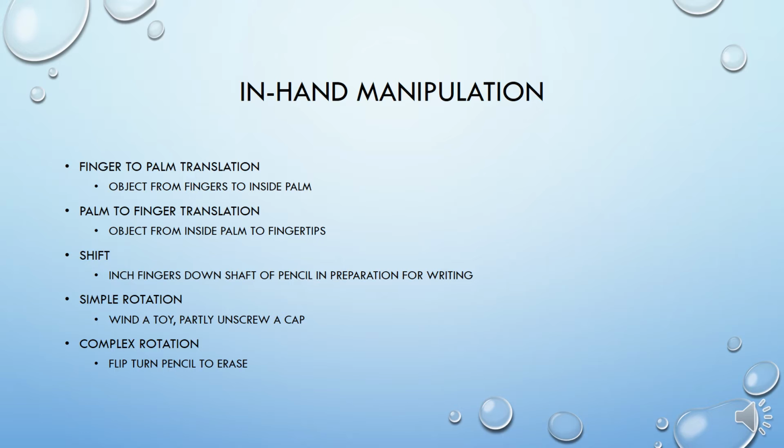Finger to palm translation is moving something from your fingertips into the palm of your hand. So if you are picking up Cheerios and you pick up a Cheerio and then you grasp it with your 5th and 4th and maybe 3rd finger in your palm, and then you extend your index finger and thumb and you pick up another Cheerio and you place it in your hand, so you're hanging on to 2, and you go pick up another one. So every time you move that Cheerio into your palm to hang on to it, that's finger to palm translation.